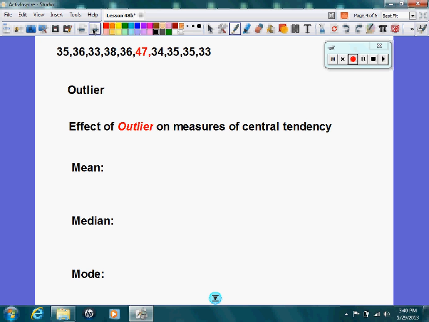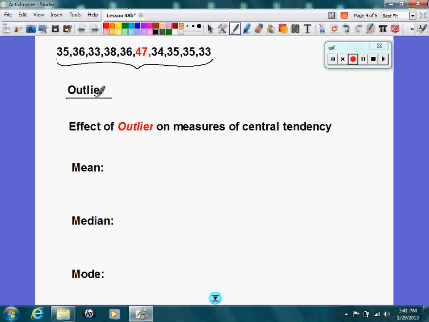Now, the other term that we're going to talk about is called an outlier. What is an outlier? An outlier is a piece of data that occurs outside the normal range of the data. Here's the data, and I've highlighted the outlier in red because all these numbers are in the 30s, but this number is 47. So it's much higher than these other numbers, and would be called an outlier.